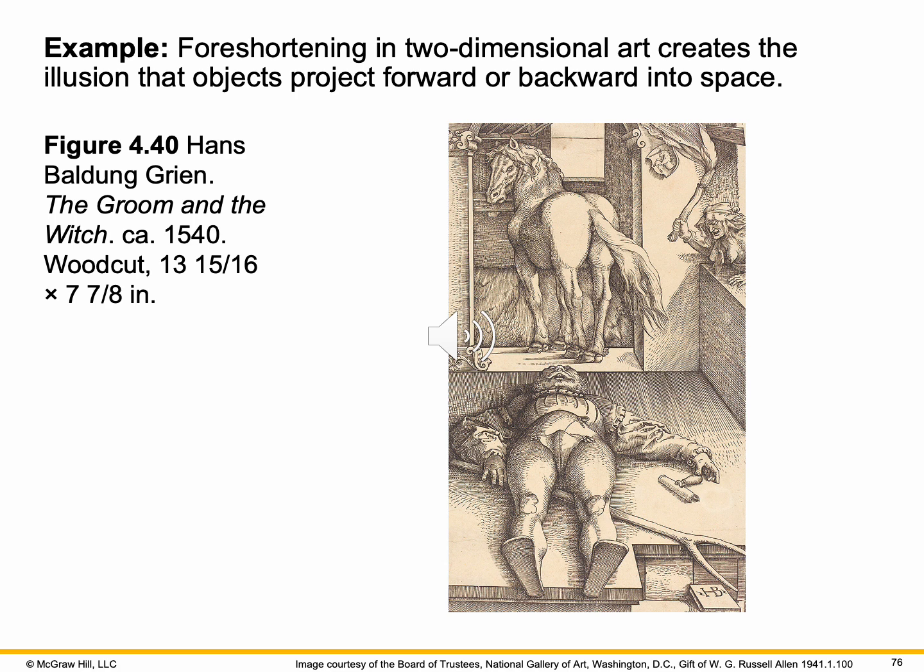For pictorial space to be consistent, the logic of linear perspective must apply to every form that recedes into the distance, including objects and human and animal forms. This effect is called foreshortening.